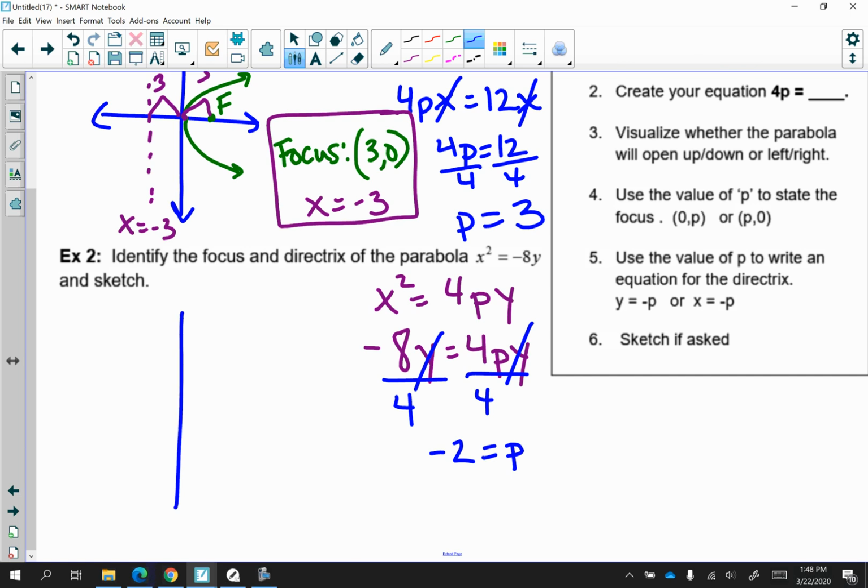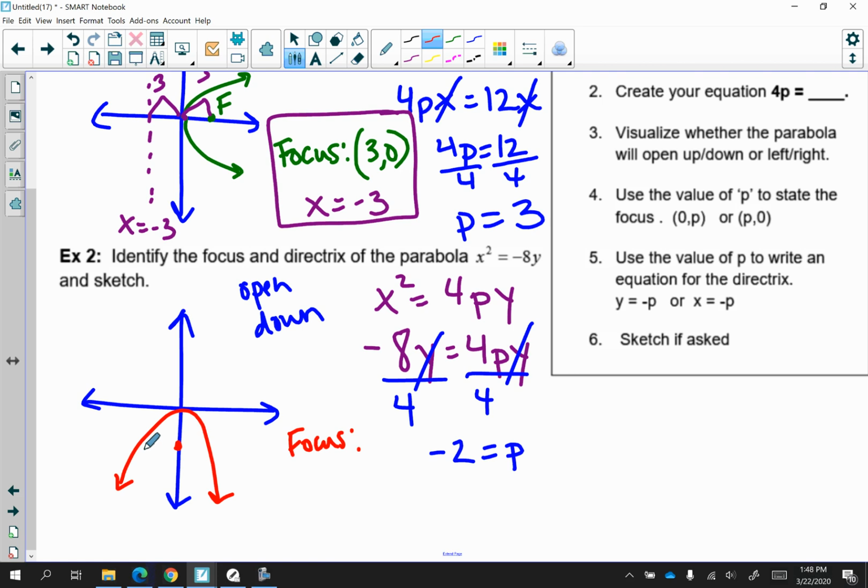Because the p-value is negative, I'm going to have a parabola that opens down. So I'm opening down like this. Remember, my focus is inside, so that focus is going to be 0, negative 2, because my p-value is negative 2. And my directrix is going to be 2 above, going through the y-axis, which is y is equal to.